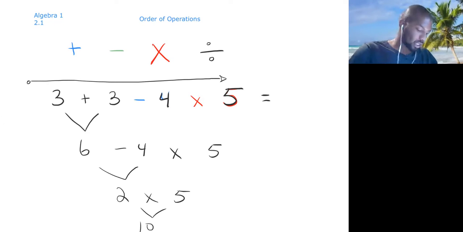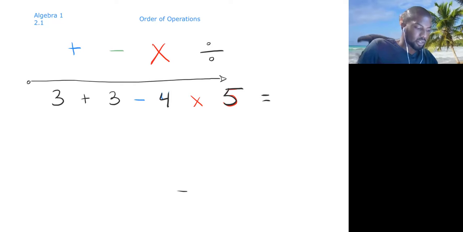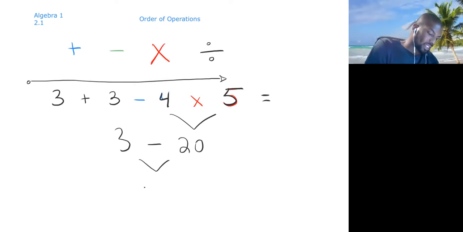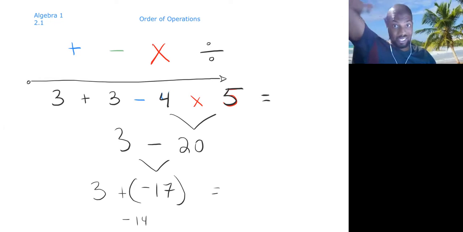But then again, somebody else could have said, I don't like going with addition first. In fact, I like working backwards, because I like working with multiplication first. So I'm going to do that. So they said, all right, what is 4 times 5? Well, that's 20. And then they had a negative, and then they said, what is 3 minus 20? And then they said, oh, that's negative 17. And then they said, oh, just add the last 3 here. 3 plus negative 17. Well, that's going to give you negative 14. And as you can tell, negative 14 and 10 are not the same, right?